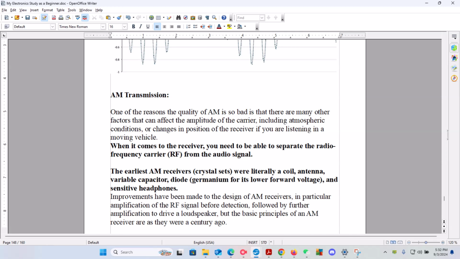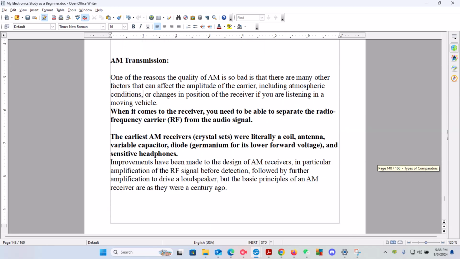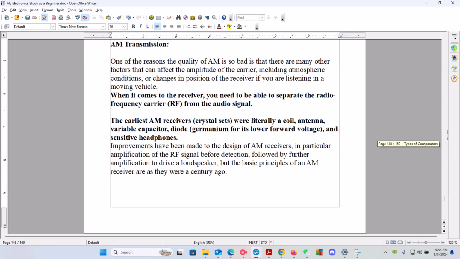When it comes to the receiver, you need to be able to separate the radio frequency, that's RF, from the audio signal. The earliest AM receivers, that is crystal sets, were literally a coil antenna, a variable capacitor, a diode made out of germanium for its lower forward voltage, and sensitive headphones.